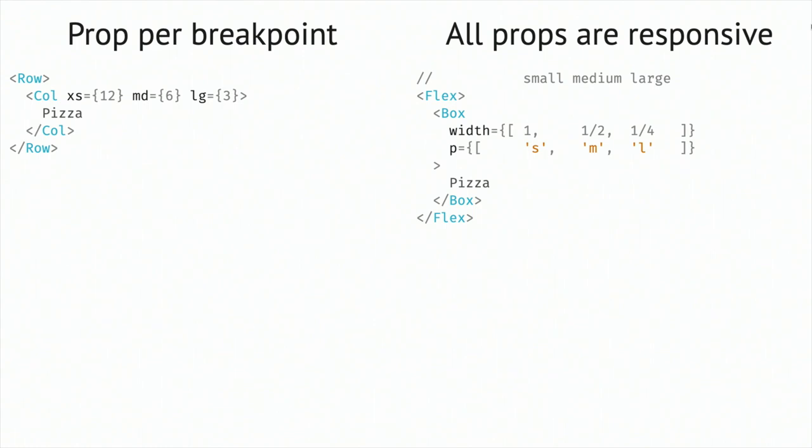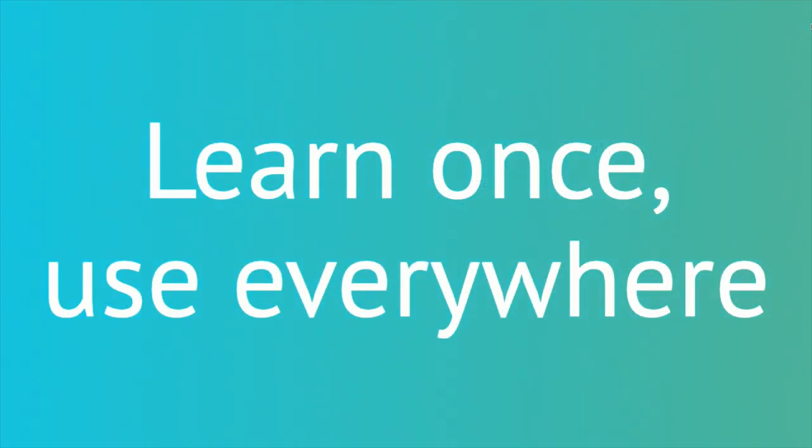Also, what if we want to make padding larger on larger screens? If the author of this component did not take into consideration this use case, we can't do this. On the other hand, if we make all props responsive, we can do anything we want. We can define different widths for different screen sizes, different paddings, different font sizes. We can even use Comic Sans font on larger screens if we want. It's all available because all props are responsive and they all work the same way. Again, we learn this convention once and we apply it to every prop.